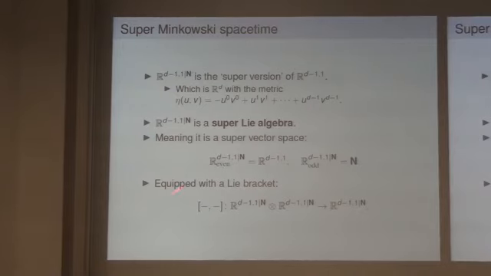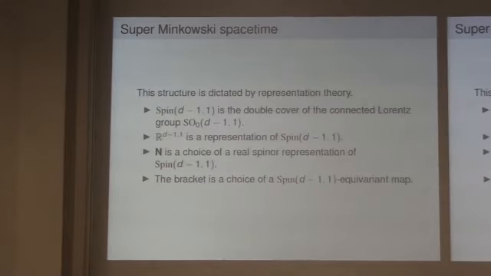This whole super vector space is then equipped with a super Lie bracket, satisfying the Jacobi identity with some signs due to grading. This structure is dictated by representation theory. Specifically, this bracket is dictated by the representation theory of the spin group. The spin group, Spin(D-1,1), is the double cover of the connected Lorentz group, SO(D-1,1).